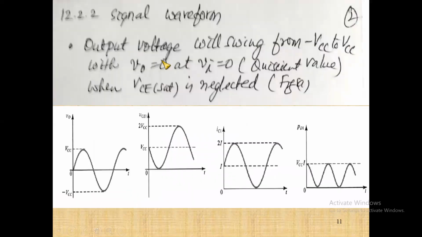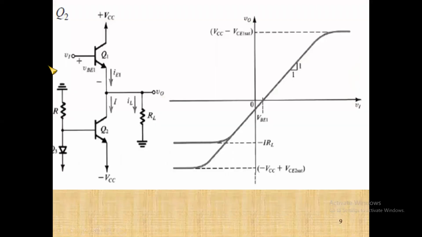Now coming to the signal waveforms, the output voltage swing will be from minus VCC to plus VCC if we assume that the VCE sat value is very small. So when we assume that VCE sat and VBE sat can all be neglected, we have seen V naught is VI minus VBE1. And if VBE1 is neglected, V naught is equal to VI itself. So if VI is equal to 0, then V naught can be assumed almost equal to 0.